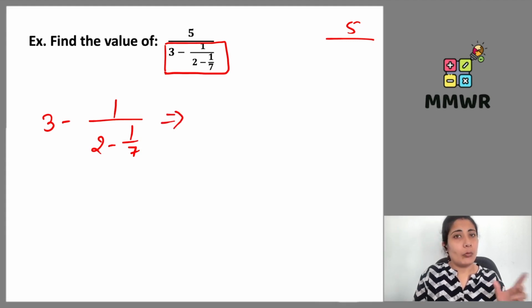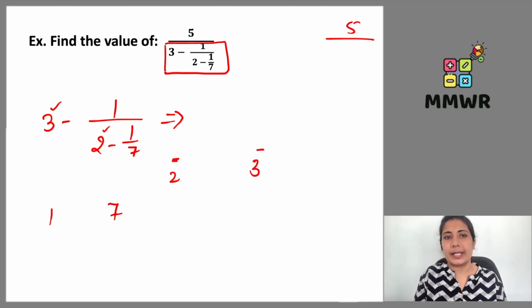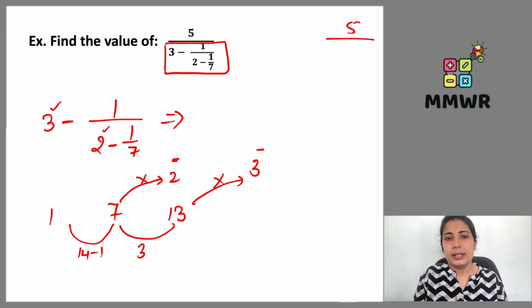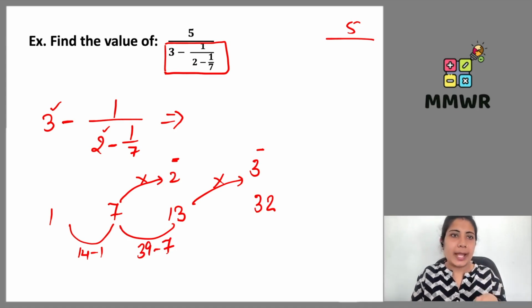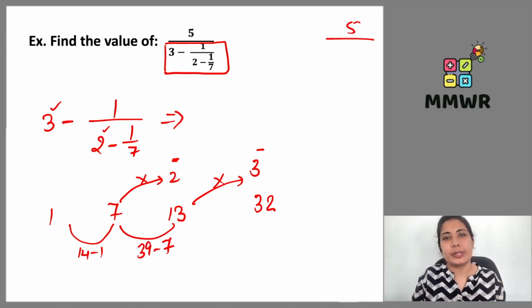And for that, what value will we be getting? First, I will be writing 1 and 7. Then I have 2 here with a minus sign. And then I have 3 here again with a minus sign. Here also I have minus. So how do we do it? 7 twos are 14. 14 minus 1 gives me 13. 13 threes are 39. And 39 minus 7 gives me 32. So after simplifying this 3 minus 1 upon 2 minus 1 upon 7, we will be getting here 32 upon 13. Both of them are positive, so we don't have to simplify it further.